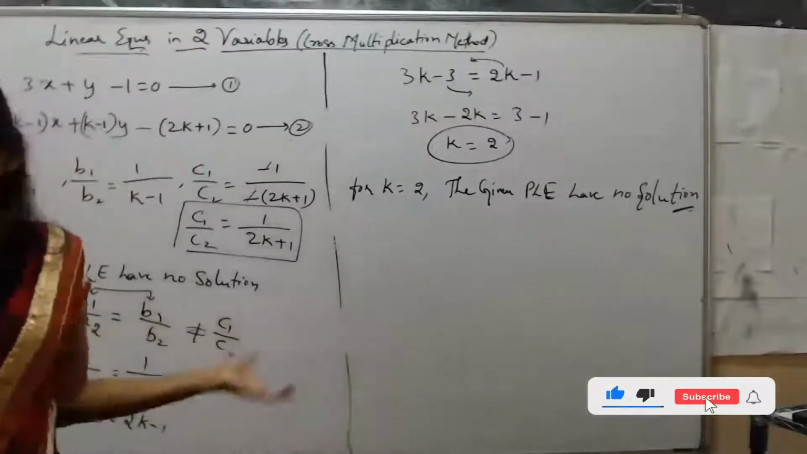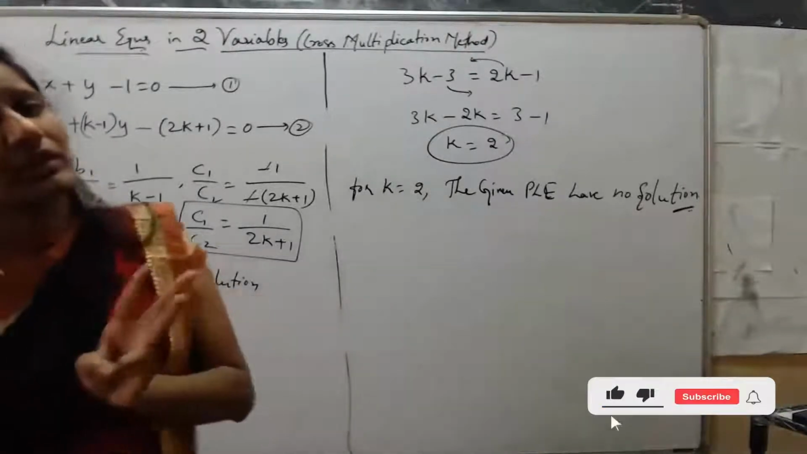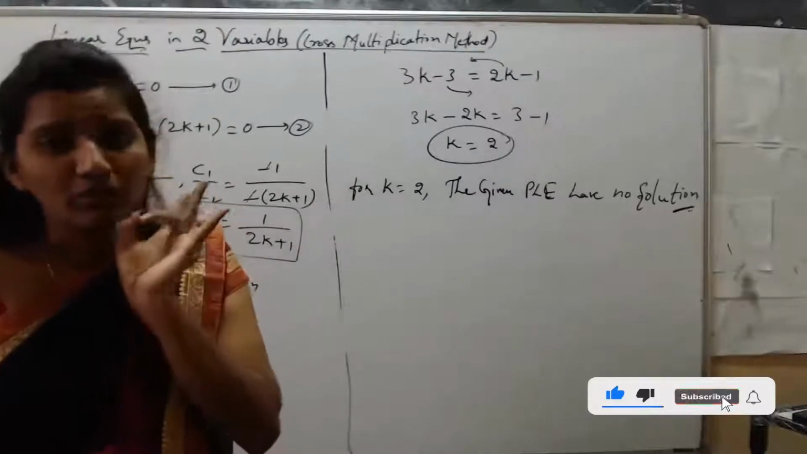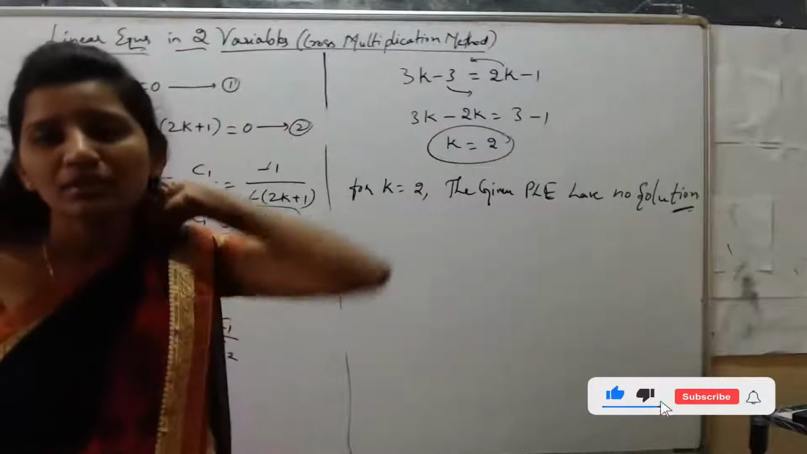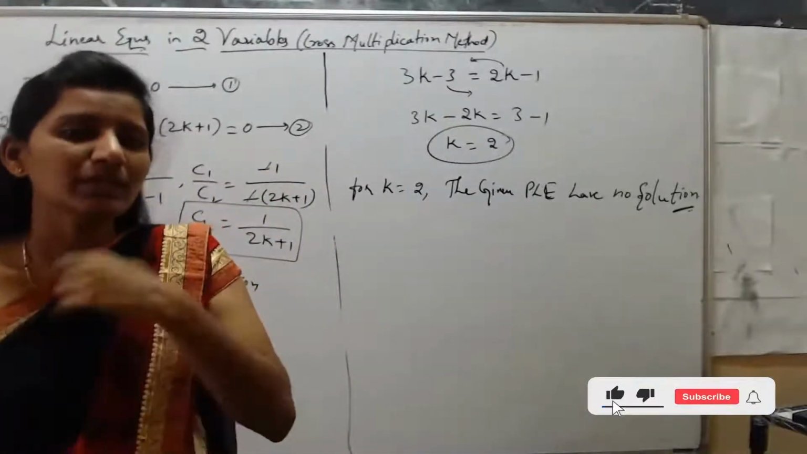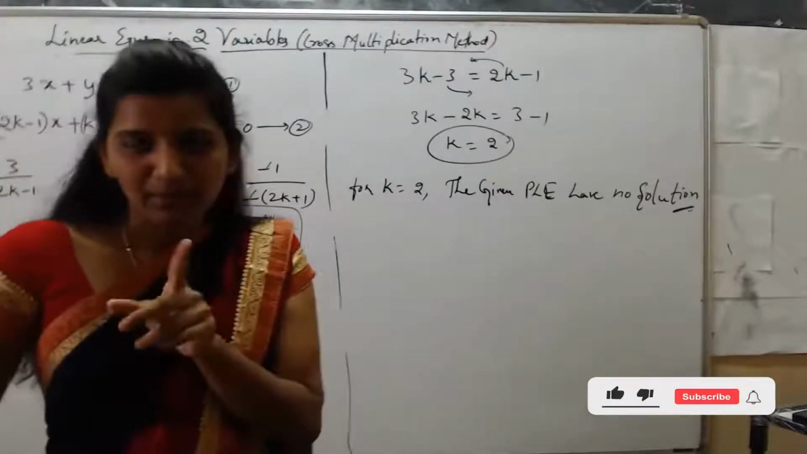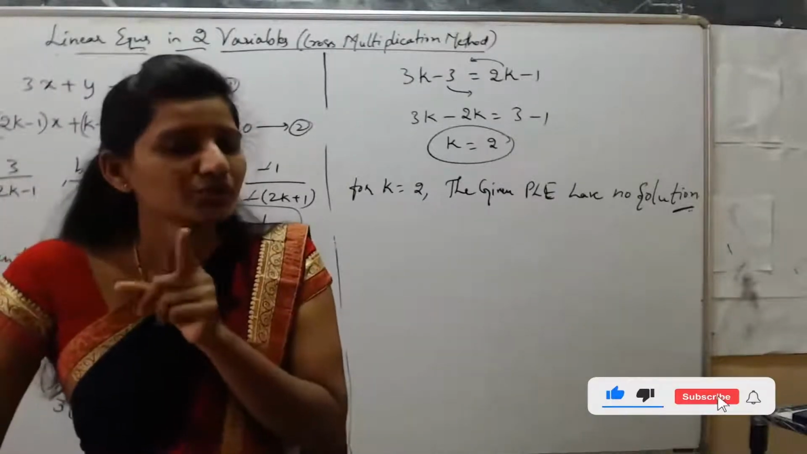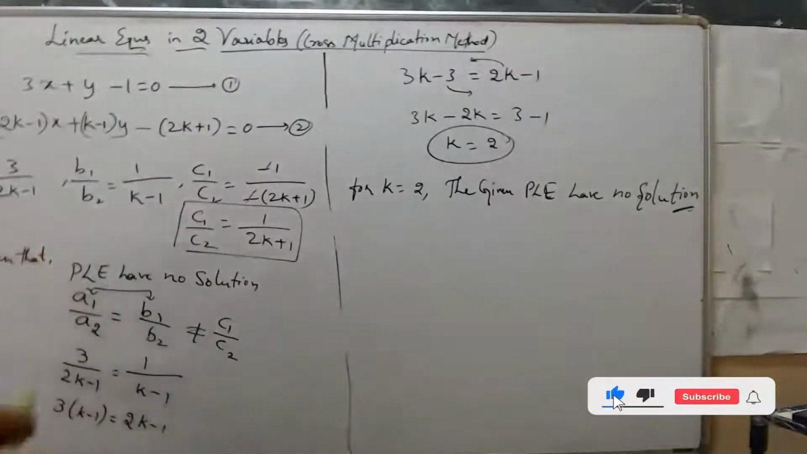Apply it. Next. Solve the following pair of linear equations by substitution method and cross multiplication method. Substitution method you have already learned. Cross multiplication you have already learned. That is also for homework. Substitution method means you have to substitute. Cross multiplication method means you have to apply the formula. I am going to do the cross multiplication method now. You should do the substitution method. Okay. Third question.